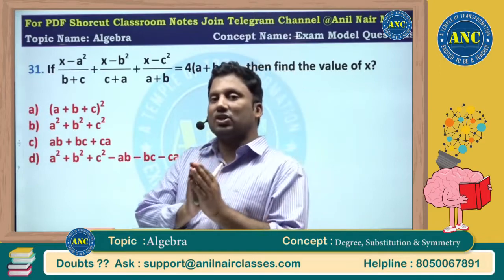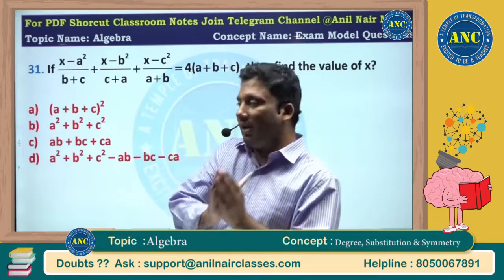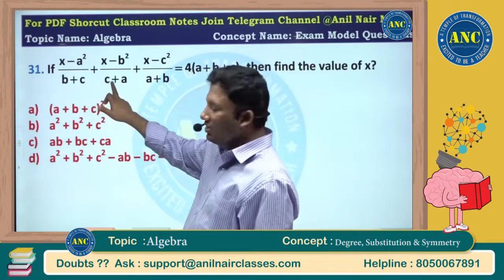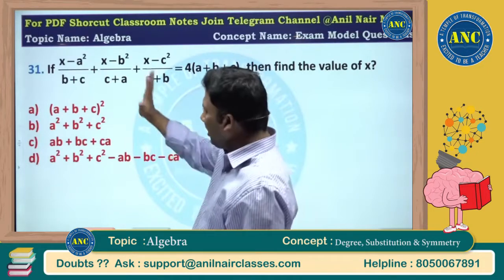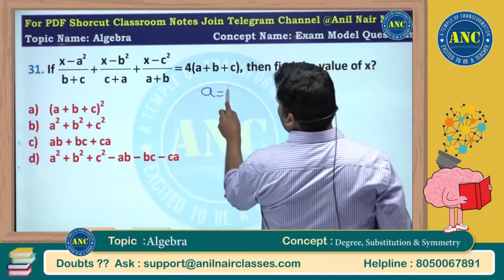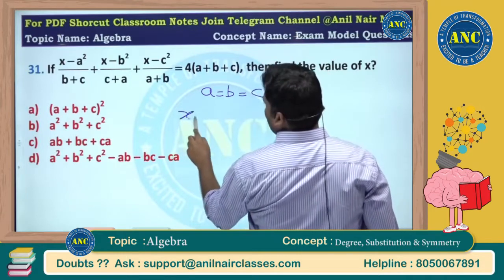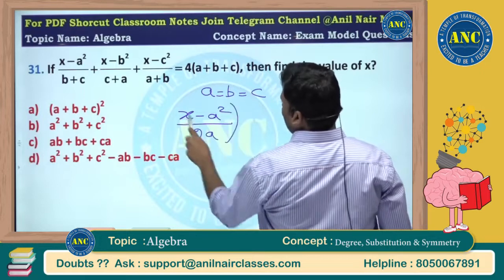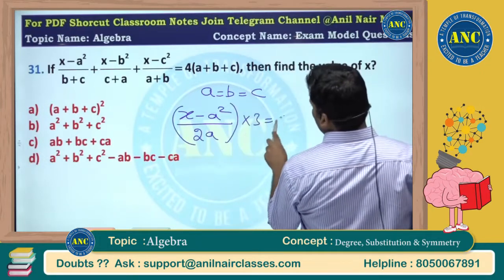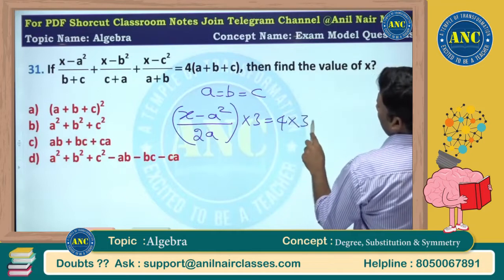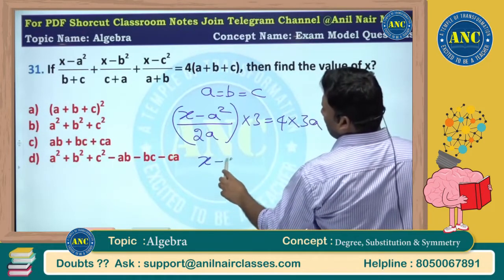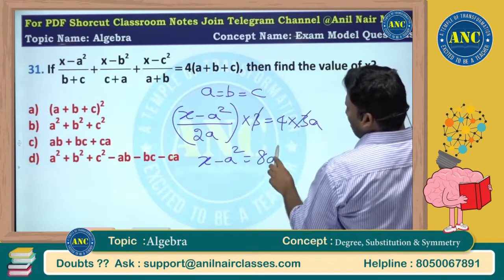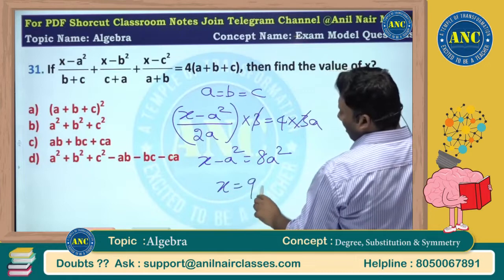Symmetric function is a function where all the variables can be equal. Same method. Again, B is replaced with C. C is replaced with A. The equation does not change. Make A equivalent to B equivalent to C. X minus A square by A plus A, 2A into 3 equivalent to 4 into A plus B plus C, 12A. So X minus A square equivalent to 3 cancel, 8A square. X equivalent to 9A square.